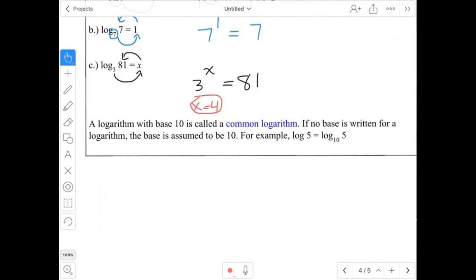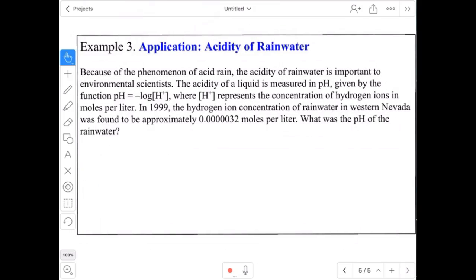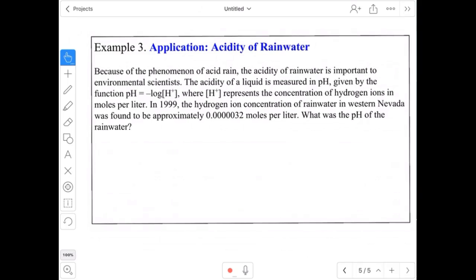Like I said, the logarithm with base 10 is called the common log. That's where they don't have the base written out. So if you just see log of 5, that base 10 is assumed to be there. And then again, there's another log that we'll talk about later, which is called the natural log. But to finish off this lesson on logarithms, we have the application of acidity of water. Because of the phenomenon of acid rain, the acidity of rainwater is important to environmental scientists.